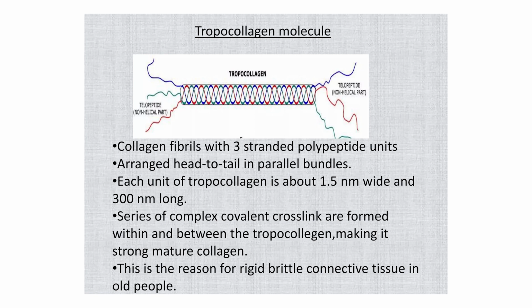Each unit of tropocollagen is about 1.5 nanometer wide and 300 nanometer long. A series of complex covalent crosslinks are formed between the tropocollagen, which makes it strong mature collagen, and this is the reason for rigid, brittle connective tissues in old people.